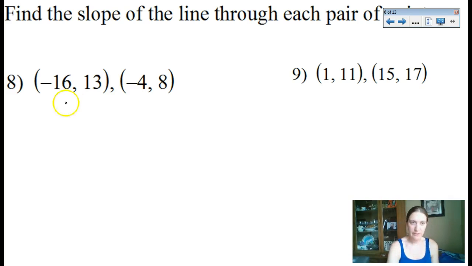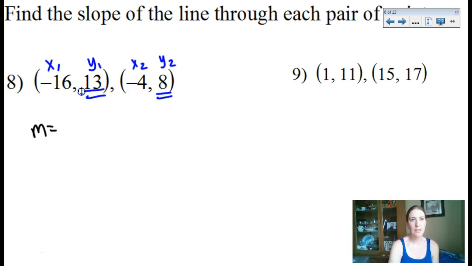So a few examples here. You just watch who is your x and y. Just remember that the first part of the ordered pair is the x. The second part of the ordered pair is your y. So change in y, any order, does not matter. I'm old school, so I always go y2 minus y1. So 8 minus 13 over, watch your negatives, -4 minus a -16.